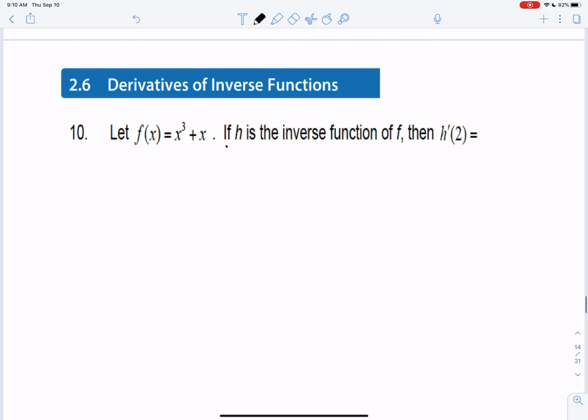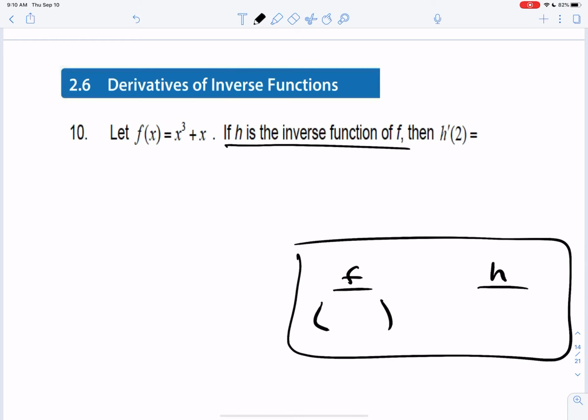Okay, here they stated that h is the inverse of f, so right away I'm going to write f and h. I have 2 blank points here. I need to find h prime of 2. So 2 represents the x-coordinate of h, which tells me that the y-coordinate of f is 2 as well. So I need to figure out what the x-coordinate is to make it come out to 2.